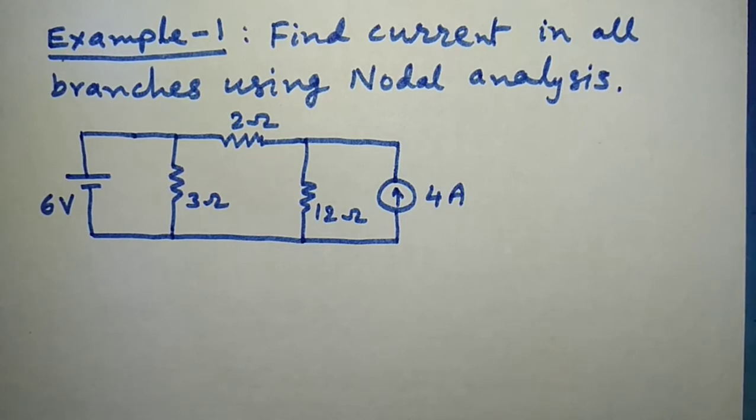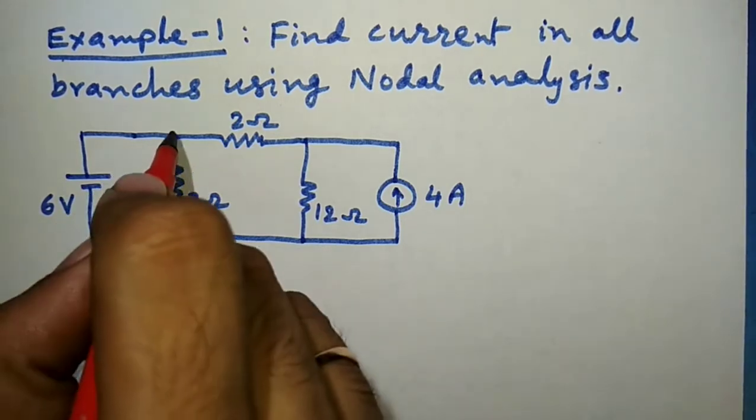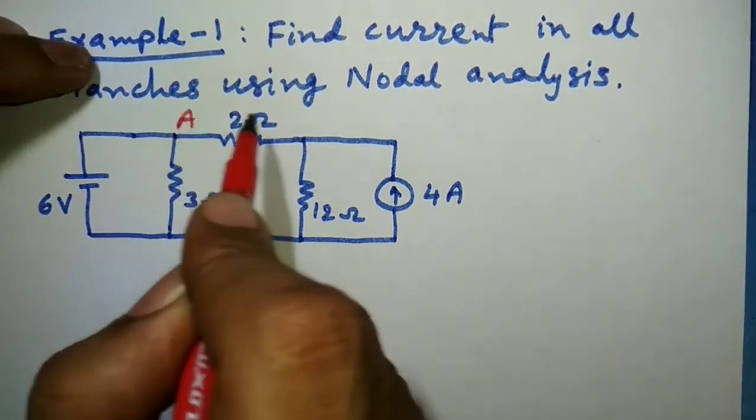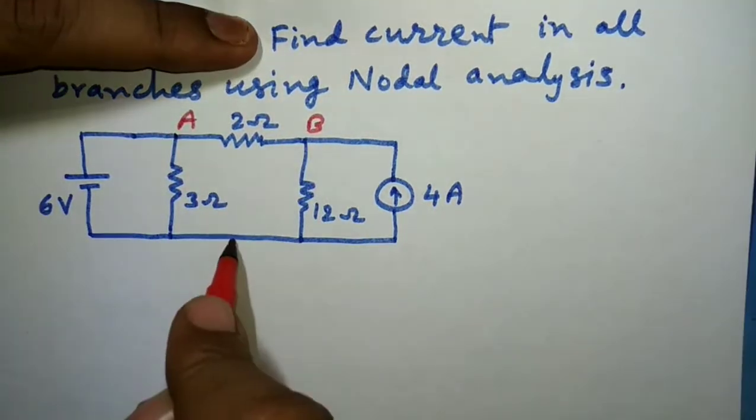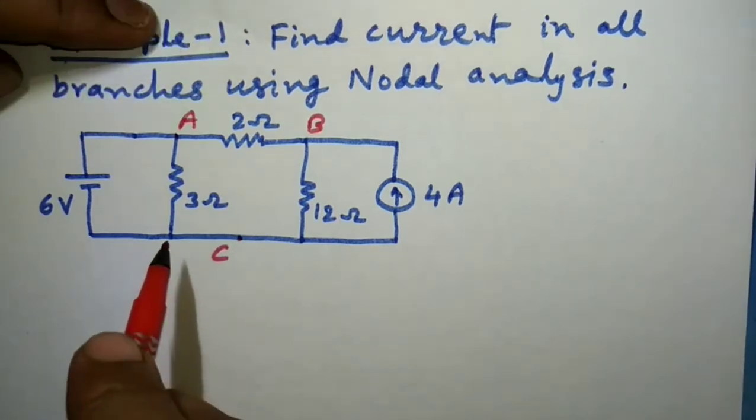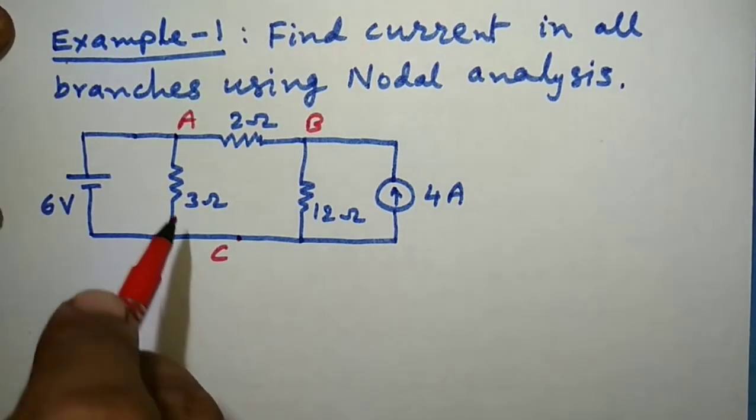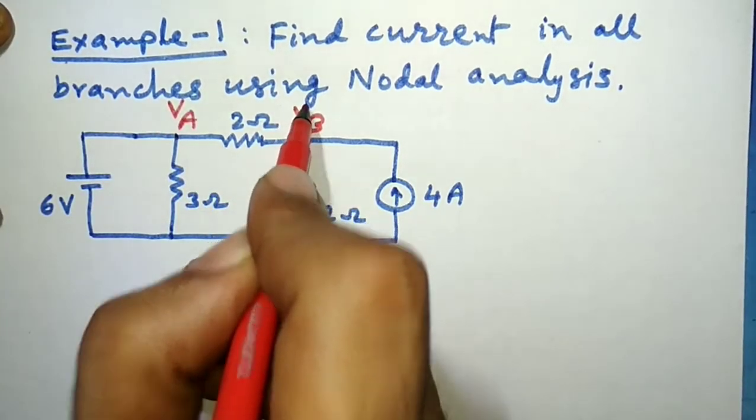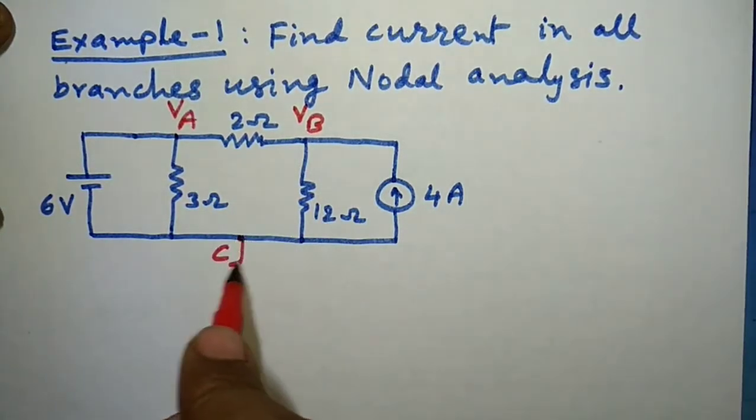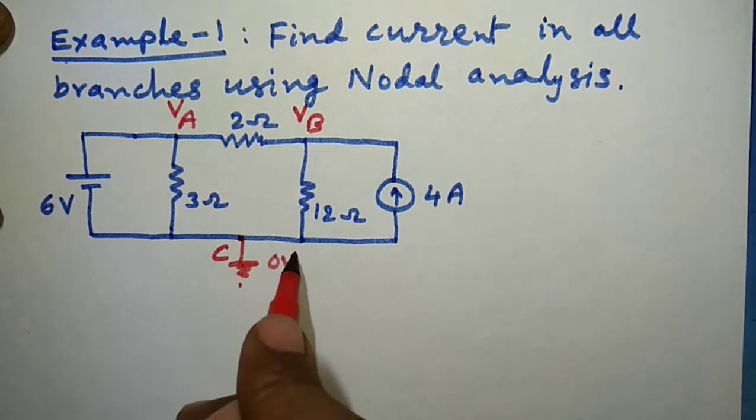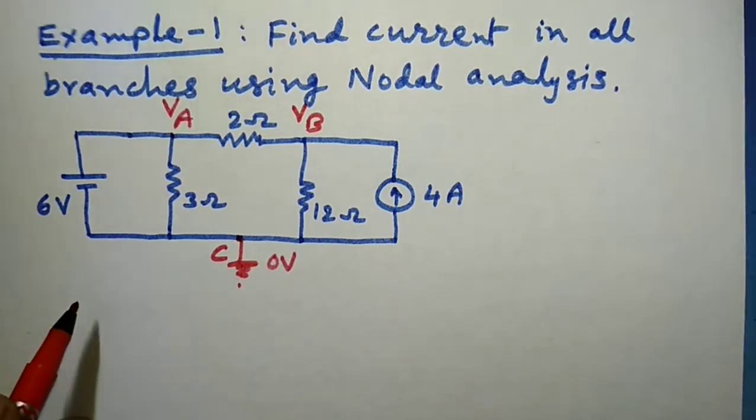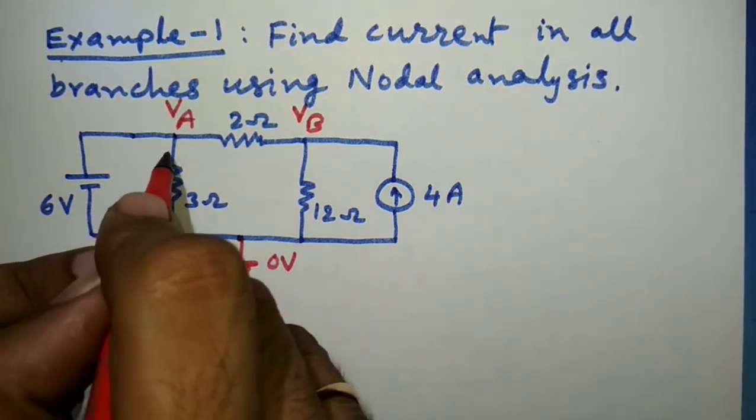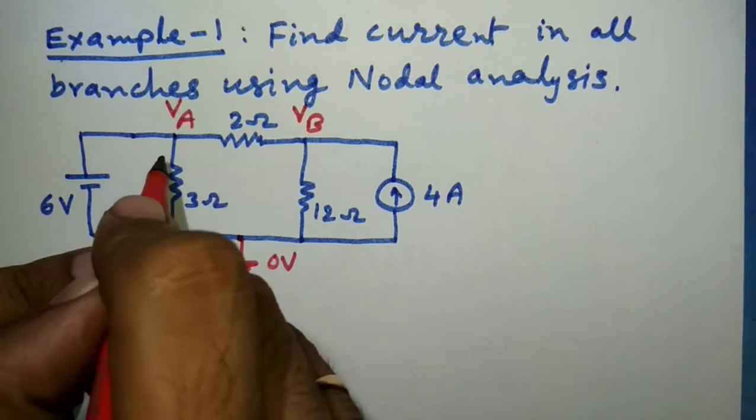As per the concept of the nodal analysis, first identify the number of junctions. So it is A, B and this is C. The potential of the node A is VA, potential of the node B is VB and the C is grounded, so it is 0 volt. Then label the current in different branches.